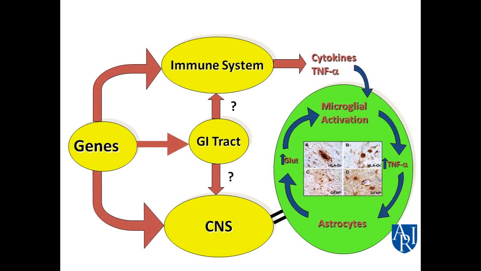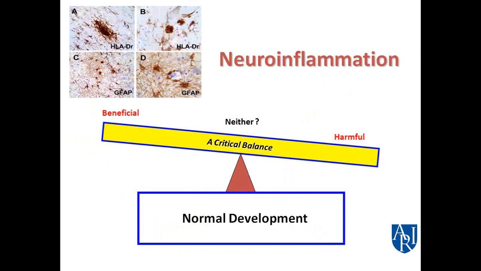And these functions are well known. The question is whether the genetic influences might be affecting the immune system as well as the GI tract and the CNS simultaneously. This is not an entirely unreasonable outlook, but it's not the only way to look at the problem.